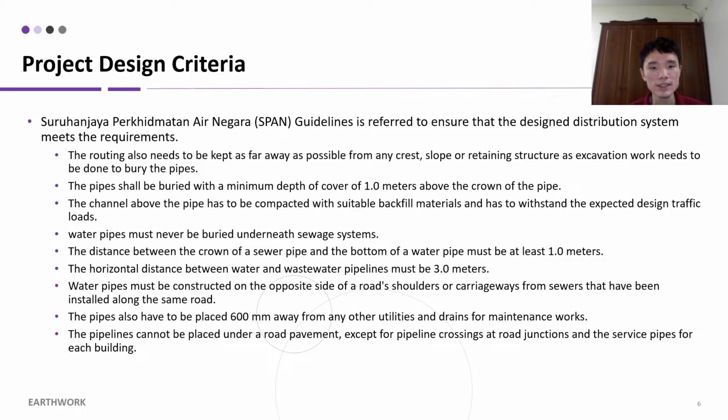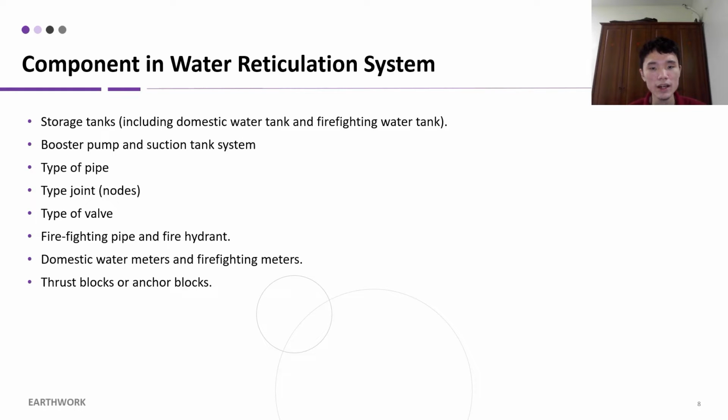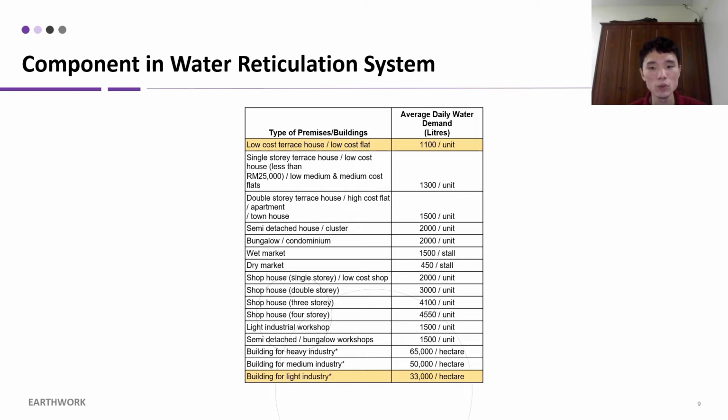Here are the guidelines for design distributed system based on Suruhanjaya Perkhidmatan Air Negara (SPAN). Here are the components for water reticulation system. Next, we proceed to average water demand. This value shows the average daily water demand for different types of buildings in the development plan.